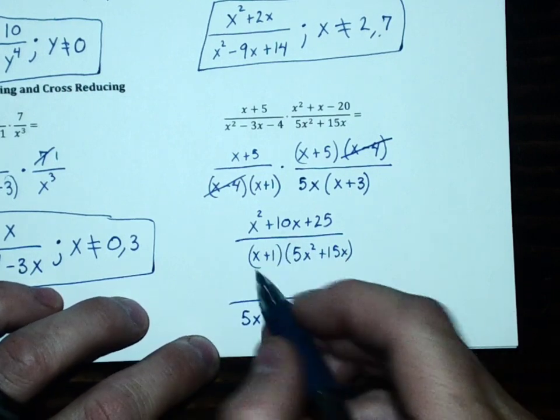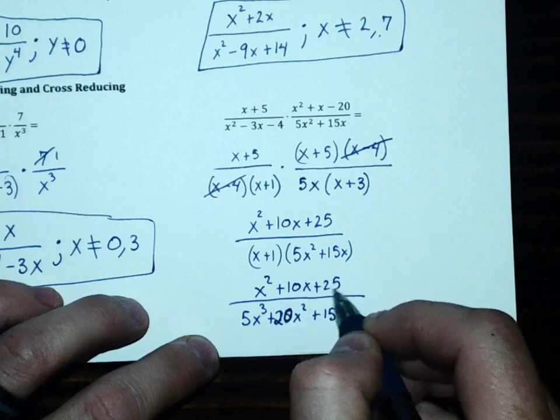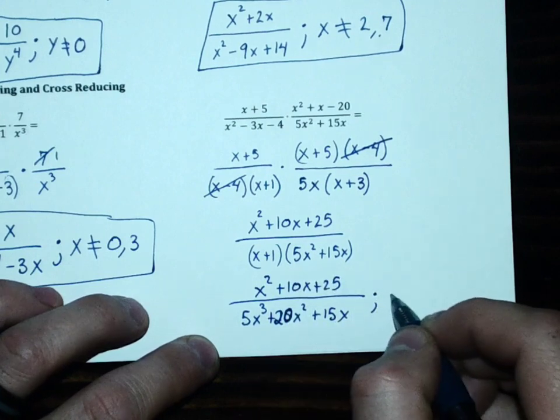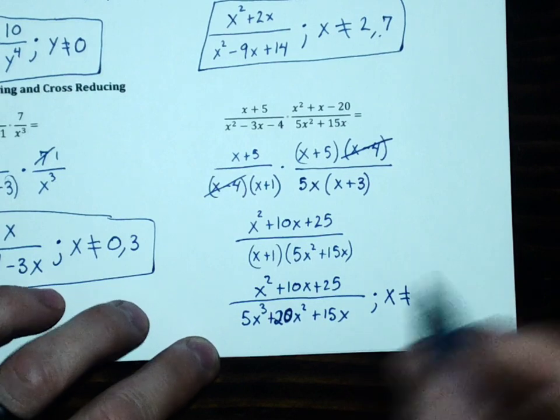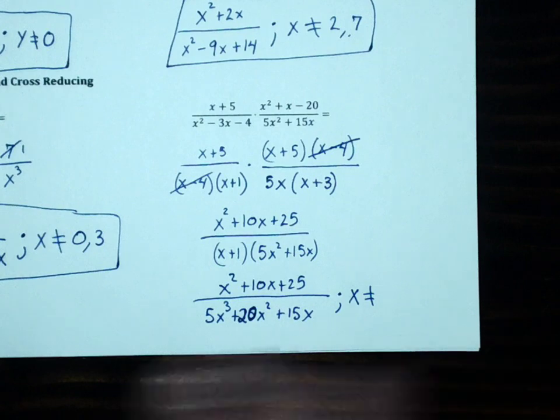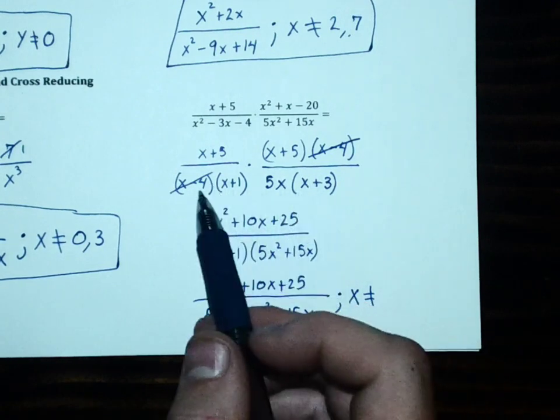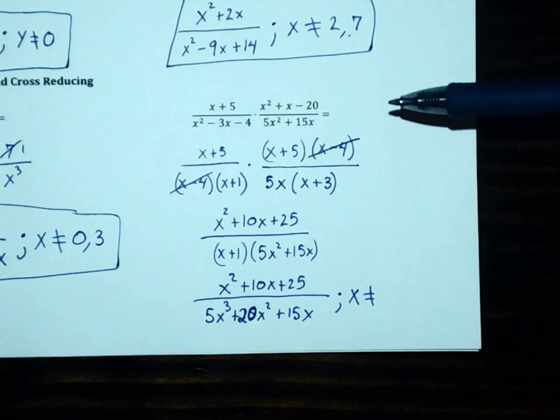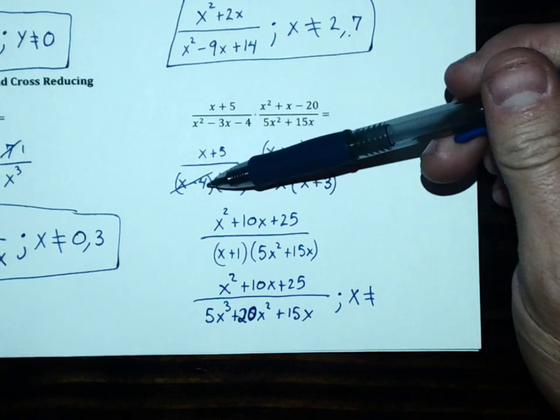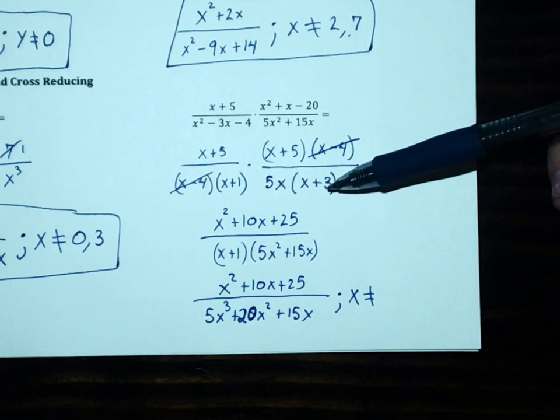That's the denominator. The top is still x squared plus 10x plus 25. But now we must state our restrictions. What can x not equal? It cannot equal any number that makes these denominators equal 0. So look at your factored form. You have x minus 4, you have x plus 1, you have 5x, and you have x plus 3.